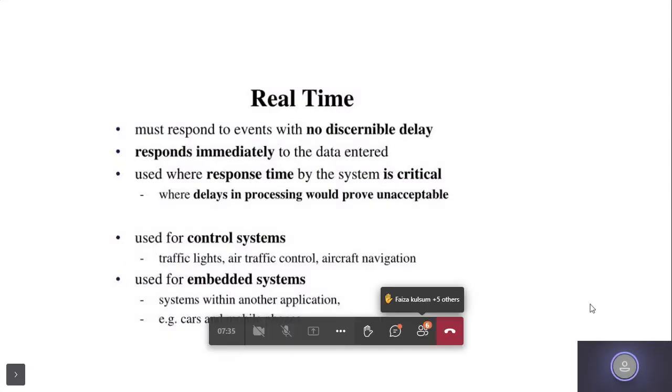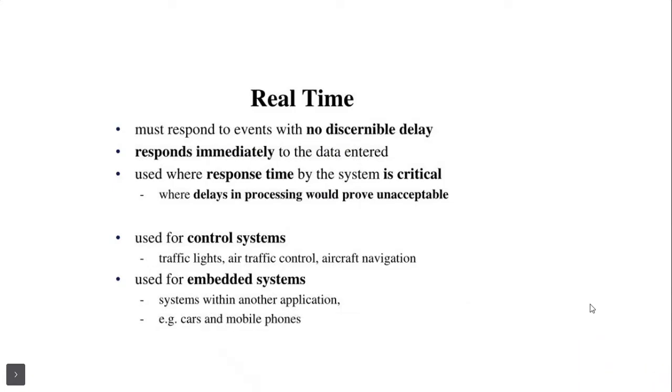So this type of operating system is required where the response time by the system is very critical. For example, it is used for control systems, like traffic lights, air traffic control, and aircraft navigation. These are all situations where we need an immediate response from the operating system. That is called no discernible delay. So this type of operating system comes under real-time operating systems.